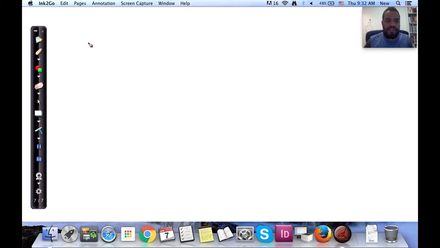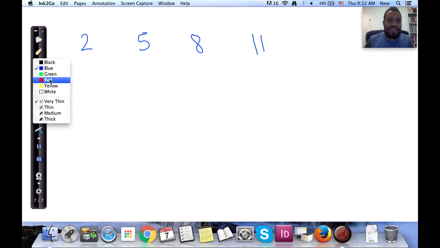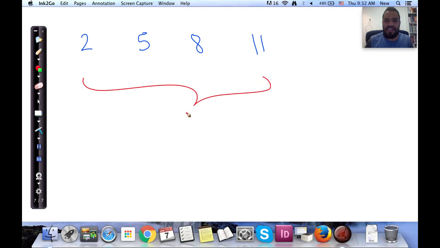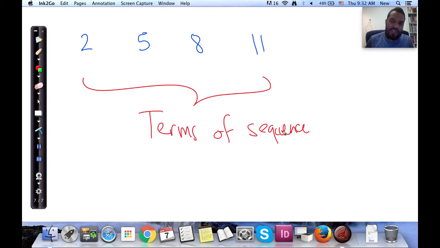If I take a simple sequence, 2, 5, 8, 11, these are the terms of the sequence. In the terms of the sequence we consider this to be the first term, this is the second term, this is the third term, and this is the fourth term.